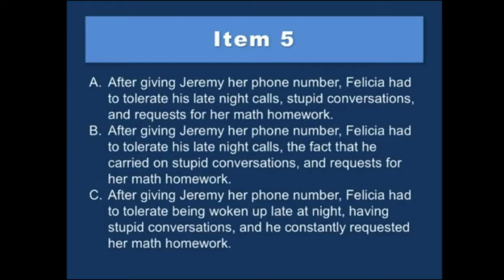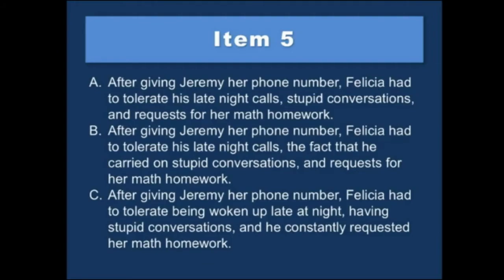Item 5. Which has the correct parallel structure? A. After giving Jeremy her phone number, Felicia had to tolerate his late-night calls, stupid conversations, and requests for her math homework. B. After giving Jeremy her phone number, Felicia had to tolerate his late-night calls, the fact that he carried on stupid conversations, and requests for her math homework.